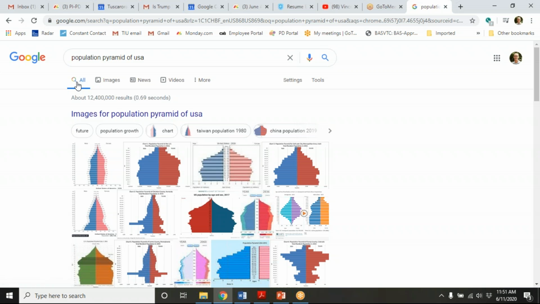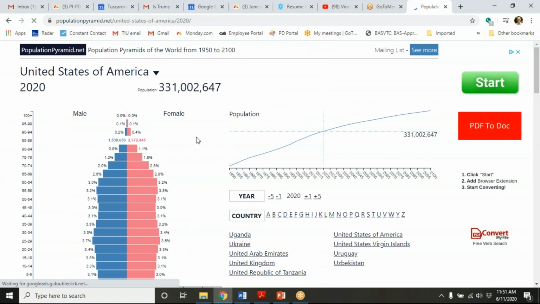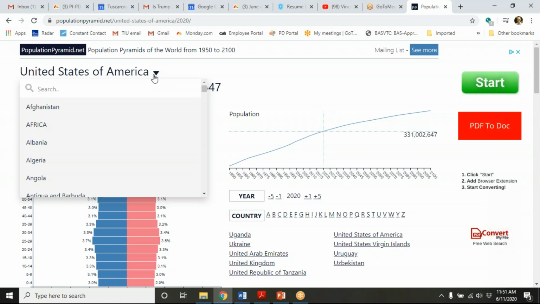There was a website. Was it this one? Oh yeah, this is right. Populationpyramid.net.